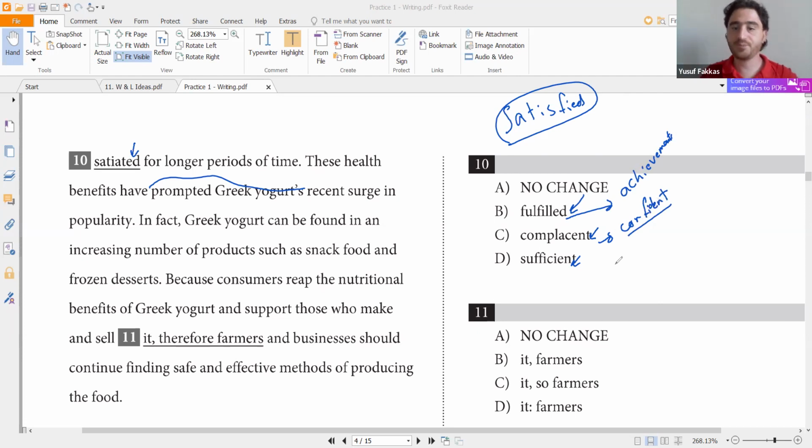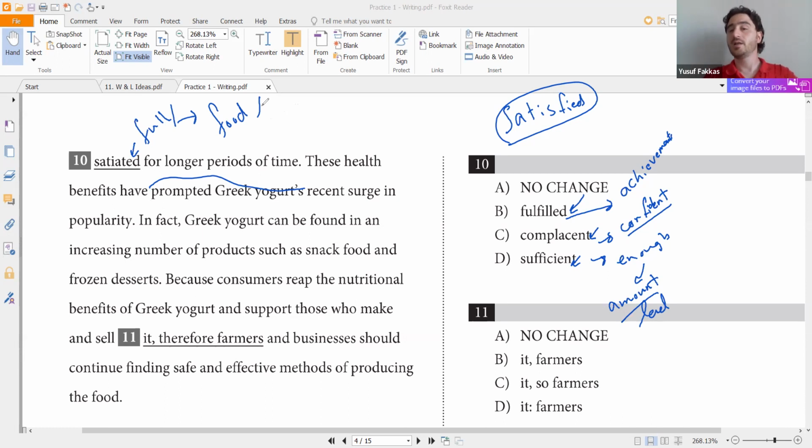We have D here. Sufficient simply means enough. So it means satisfied about the amount, quantity, level, and so on, right? Satiated, it's satisfied when we talk about, you know, it means full. So satisfied about the amount of food you eat, or the liquids and so on. Now, the general concept that all these words have is satisfaction.